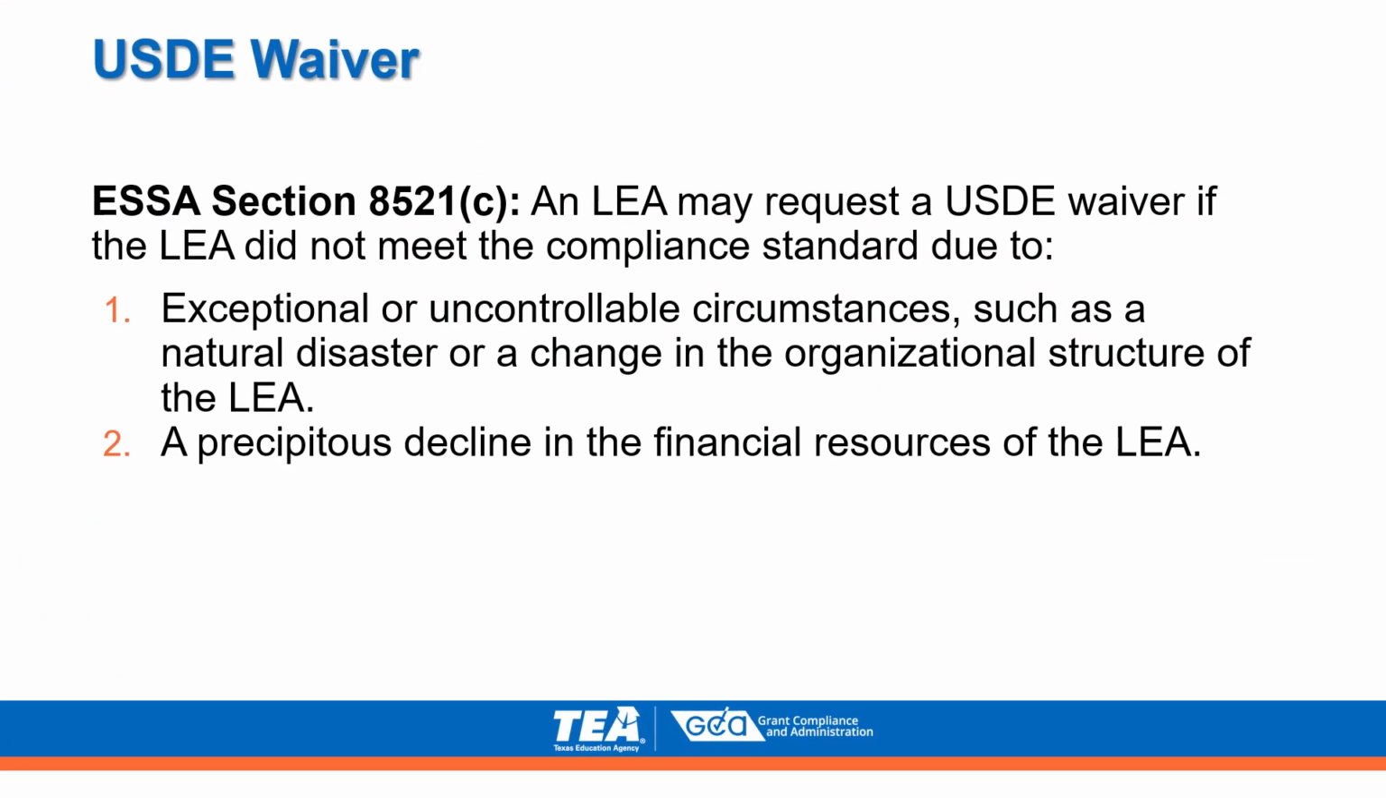Under ESSA Section 8521 Part C, an LEA may request a USDE waiver if the LEA did not meet the compliance standard due to one or both of the following: exceptional or uncontrollable circumstances, such as a natural disaster or a change in the organizational structure of the LEA, or a precipitous decline in the financial resources of the LEA. It is important to note that TEA has no authority to waive the ESSA LEA MOE requirement and has no input into USDE's decision regarding LEA waiver requests.